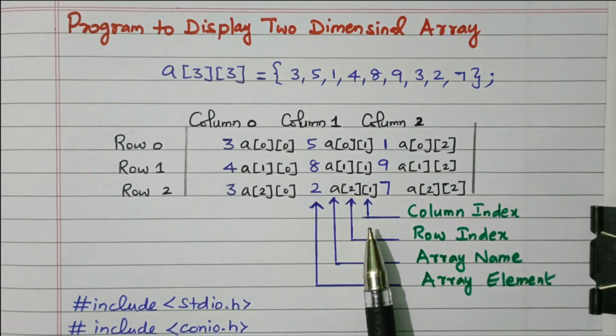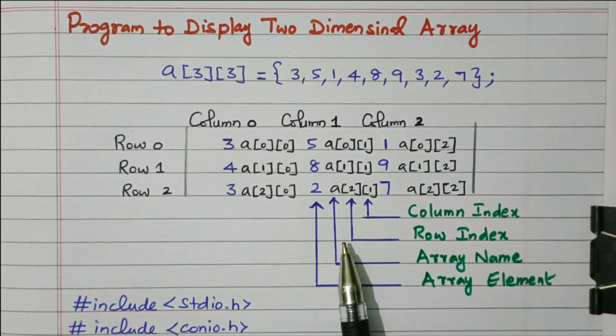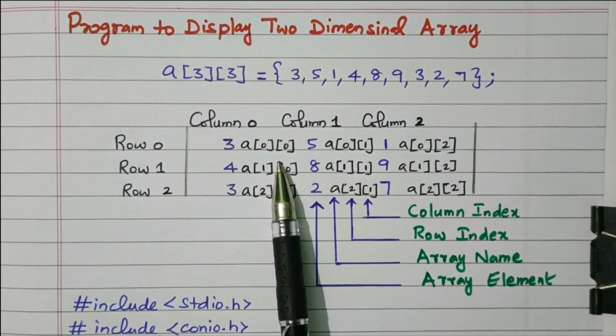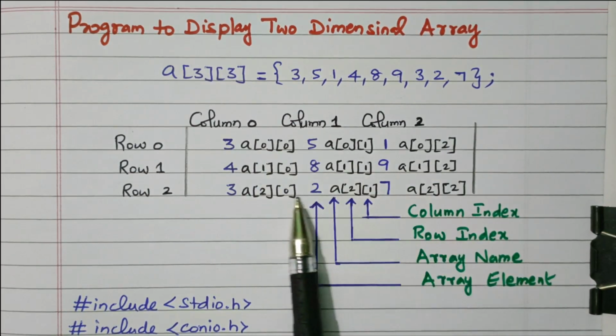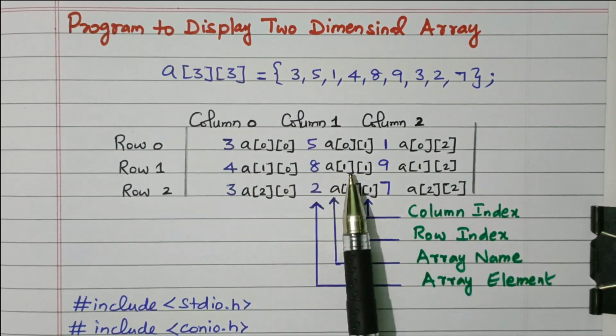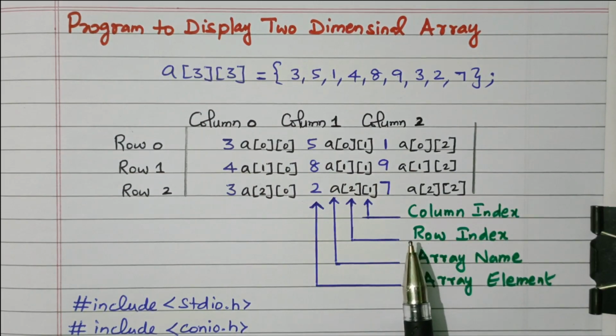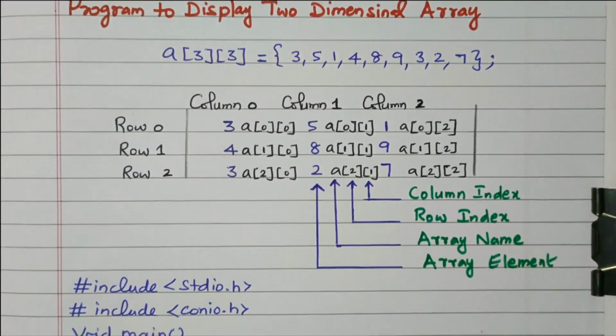Right? So we are able to understand how in this 3 cross 3 matrix the elements are assigned. What the row index and column index are is clearly given here. 0, 0, 0, 1, 0, 2. 1, 0, 1, 1, 1, 2. 2, 0, 2, 1, 2, 2. That is the assignment of 9 elements in a 3 cross 3 matrix. Now we'll go to the program.